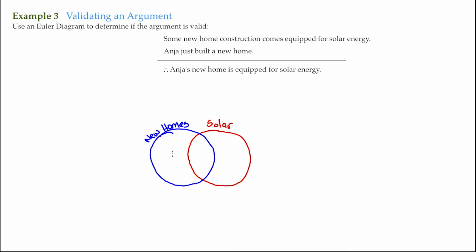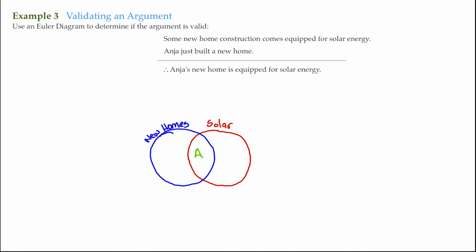we could also put Anya over here. Here she has a new home. As you can see, here is our second premise in the new homes. Anya just built a new home. Here it is. But it doesn't have solar energy. Here, Anya still built a new home, but it does have solar energy.